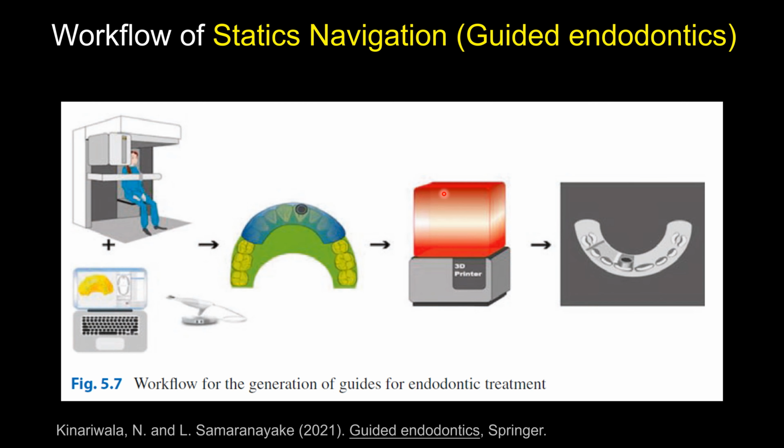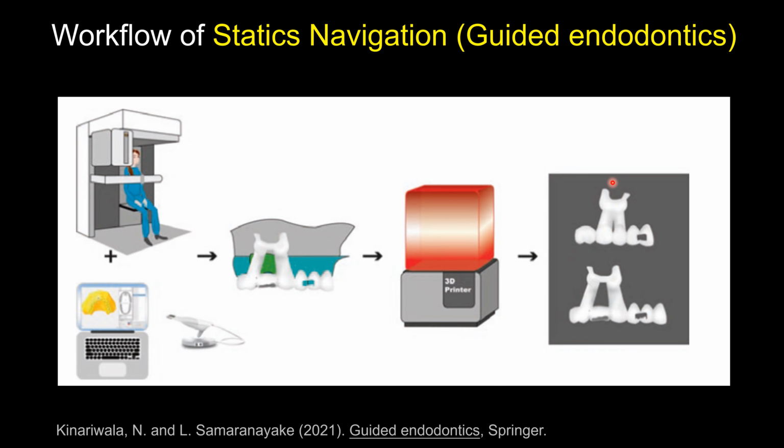So this is the workflow of the static navigation. Take CBCT, oral scan, put them together and design it, and we use the 3D printer to print the 3D printing guide. And this can also be used as a surgical guide, which we can use on this platform here. We can use it to locate the apex of a single tooth.